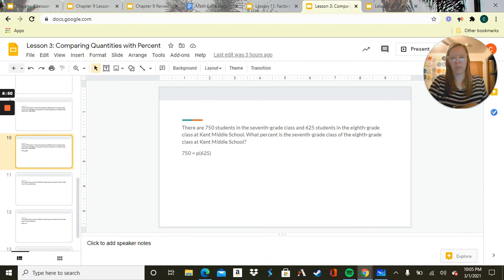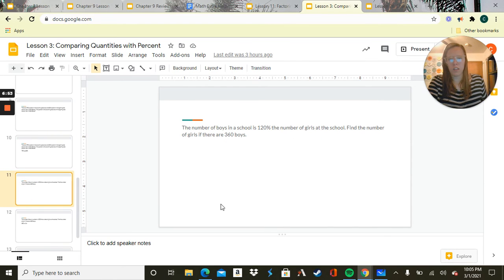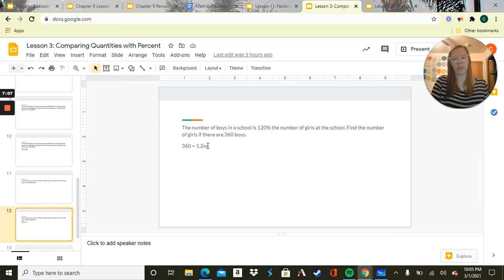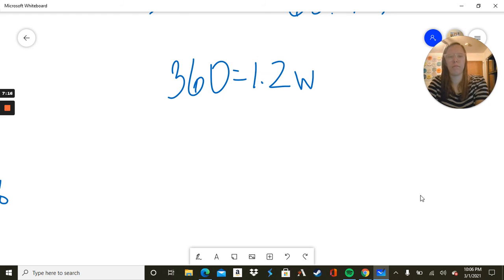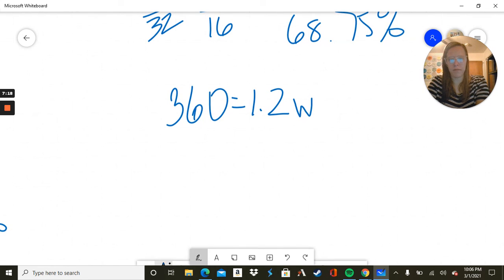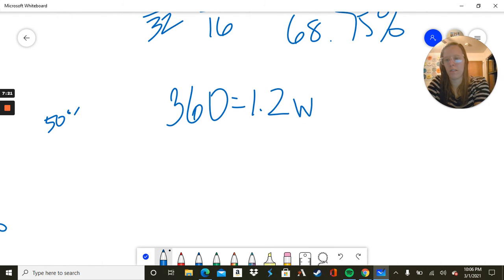Okay, new problem here. Quick one. The number of girls at the school is 120% the number of boys. Find the number of girls if there are 360 boys. So this is going to look a little different. So we know what the percentage is, but we need to find the number. So when you write it in the equation, you always write the percent as a decimal. So if we had, let's just say 50%, we write it as 0.5.